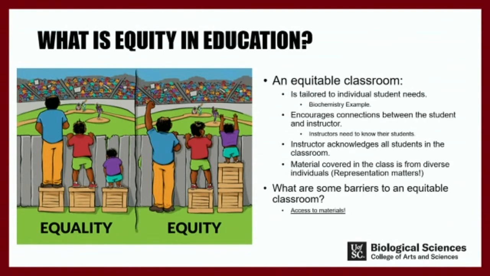One big one is access to materials, right? Going back to that College Board number, if students are having to budget almost $1,300 a semester for textbooks, that is a huge barrier in terms of access to materials.